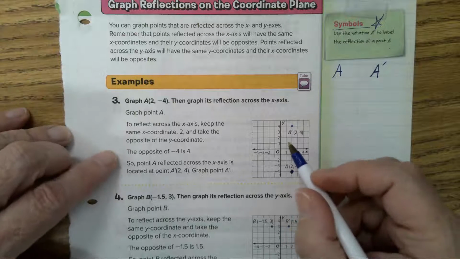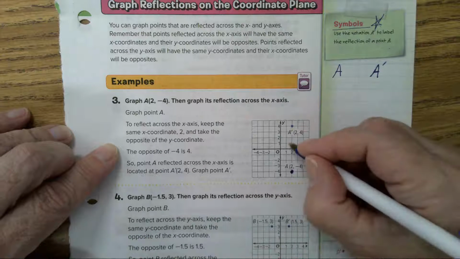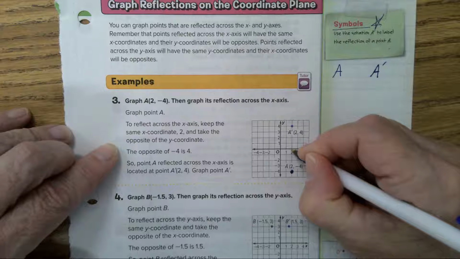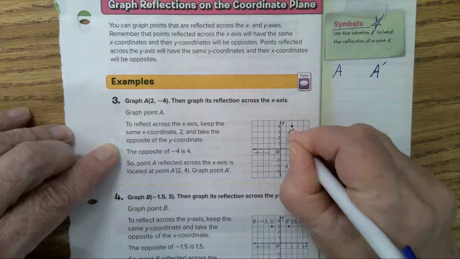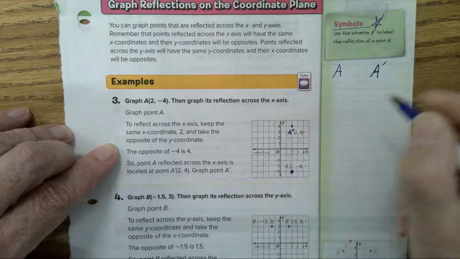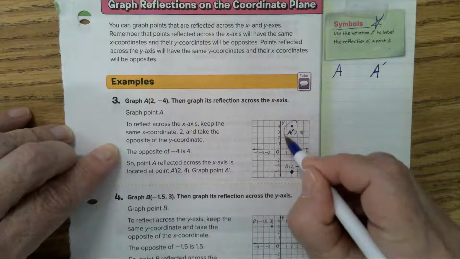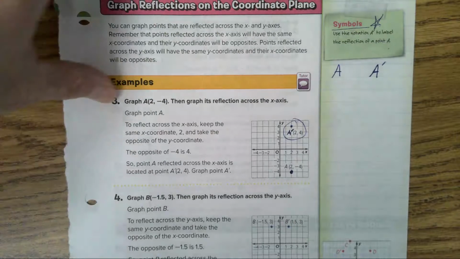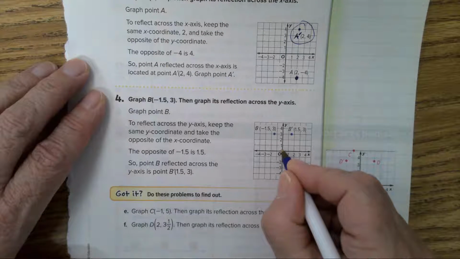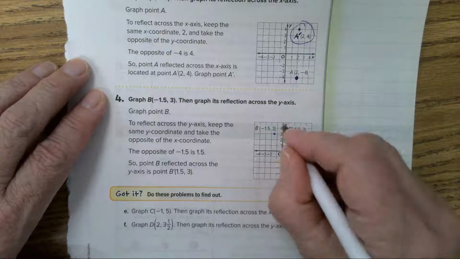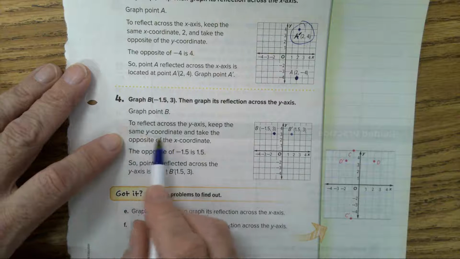Now, to reflect across the x-axis, it's going to be positive 2, but the opposite of negative 4 is positive 4. Put a dot there, and see that little prime line? Trace over A prime. So when you do a reflection, it's an A prime, okay? Now let's look at number 4. Negative 1.5, 3. Go over 1.5, up 3. That's your B. Put a little dot there. Now we're going to reflect it across the y-axis.